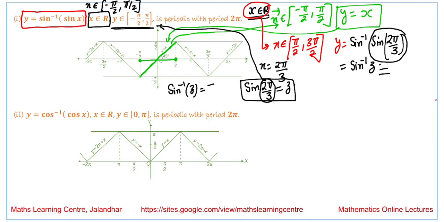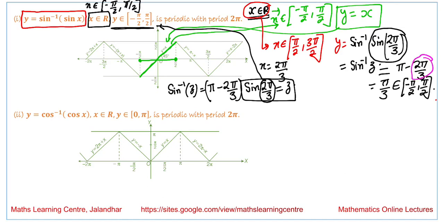So the answer we get over here will be pi minus 2 pi by 3. So in this case the answer we are obtaining is pi minus 2 pi by 3, that is equal to pi by 3, and this belongs to the interval minus pi by 2 to pi by 2. We are not writing the answer as 2 pi by 3, we are writing the answer as pi by 3 because it should belong to this interval minus pi by 2 to pi by 2.